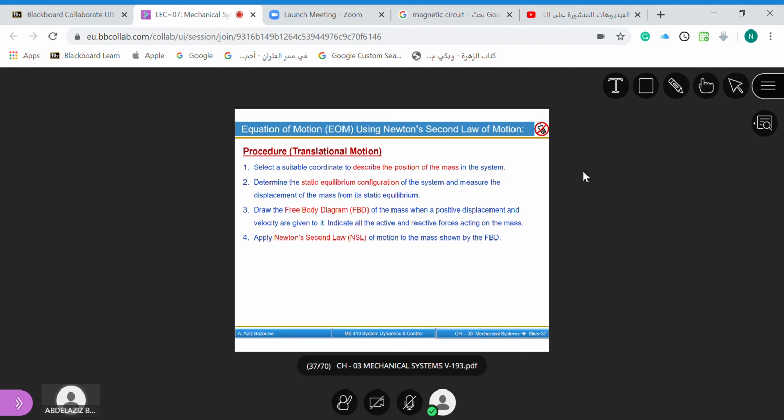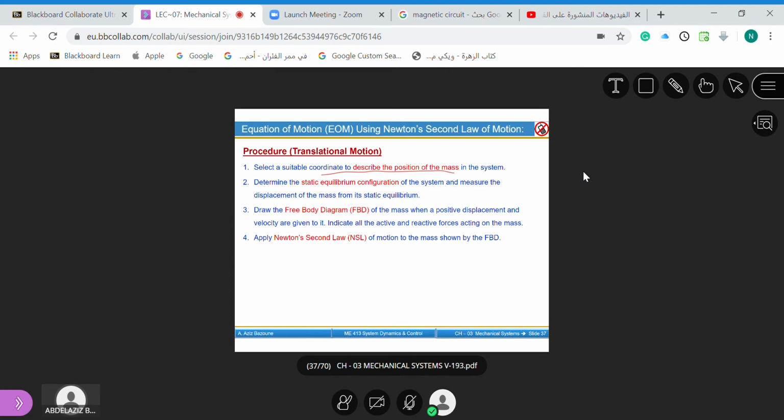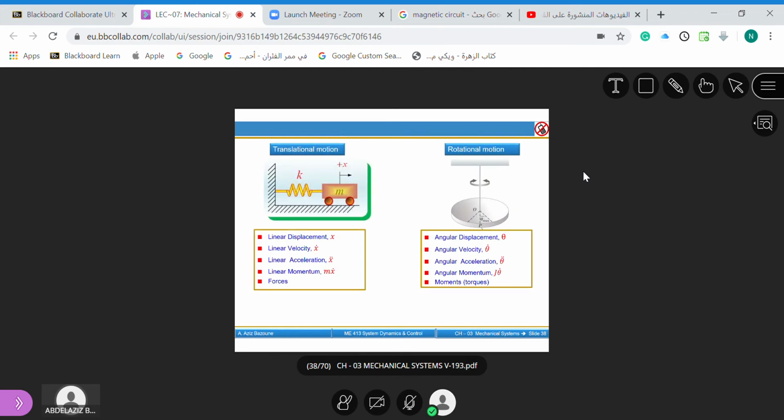Procedure: how do we find the equation of motion? You know it. We select a suitable coordinate system, and we select the mass. We select the static equilibrium, draw the free body diagram, apply Newton's second law, and so on. This is how we proceed. So for translational displacement, this is what we have. We have a spring connected to a mass, and the mass is moving in this direction. This is for translation. And we have all the parameters here: linear displacement, linear velocity, linear acceleration, linear momentum, forces.